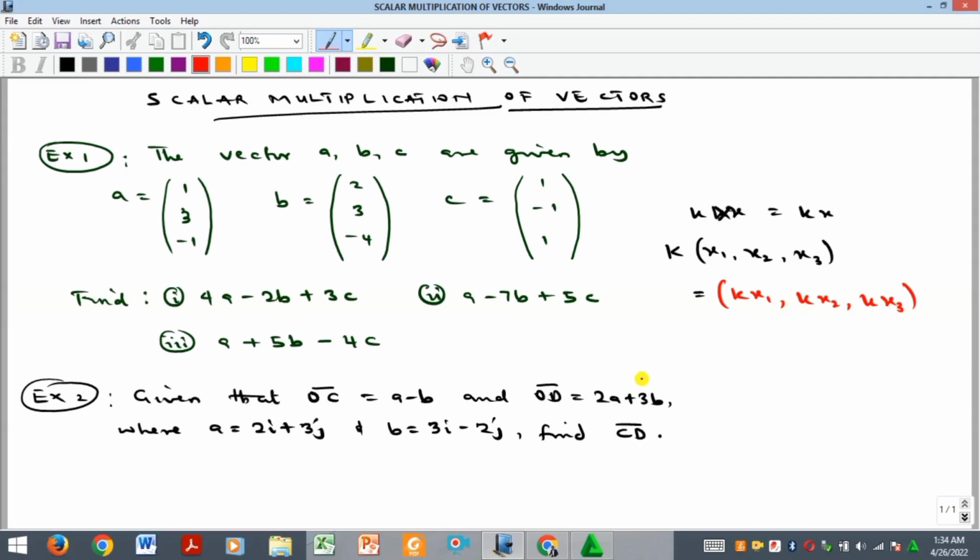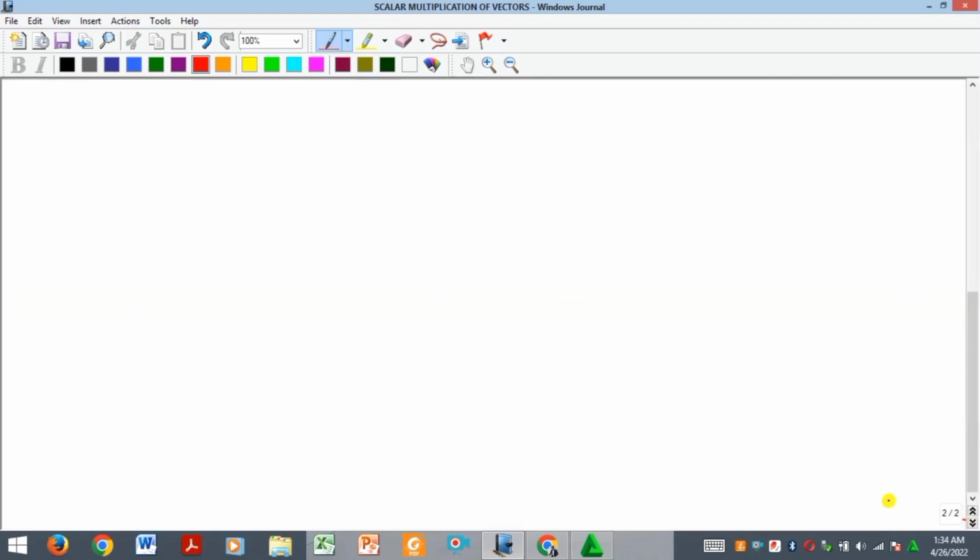We have a few examples here to look at. Example 1 says if vector A is this, B is this, and C is this, we should find the value of this. We are going to do I and then the third one together. The second one is going to be an assignment, an exercise for you. Always try to comment your solution in the comment section below. And then after that, we are going to look at example 2 also. So we begin the solution.